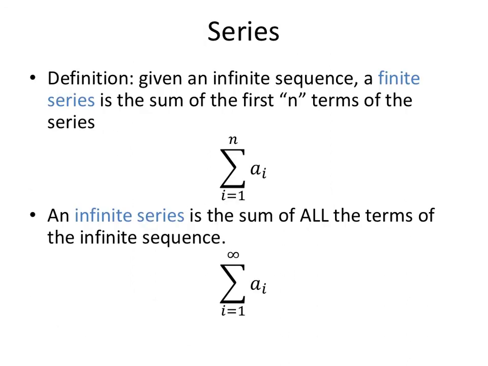Now we want to define what a series is. So, given an infinite sequence, a finite series is the sum of the first however many n terms of that sequence, okay? And then an infinite series is the sum of all the terms of the infinite sequence. And so you might have summation notation where we go from i all the way out to infinity instead of stopping at a certain number of n, okay?